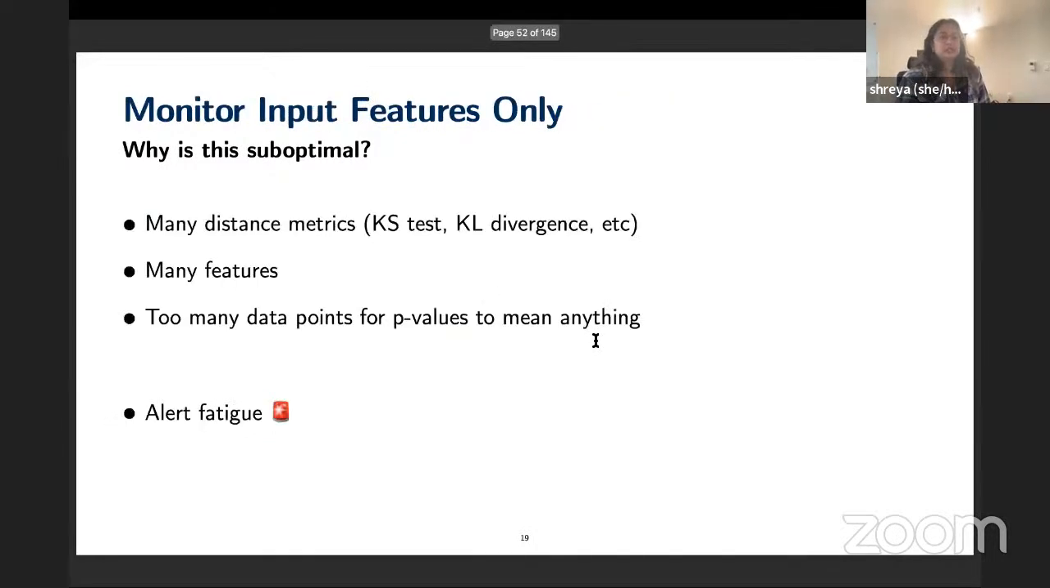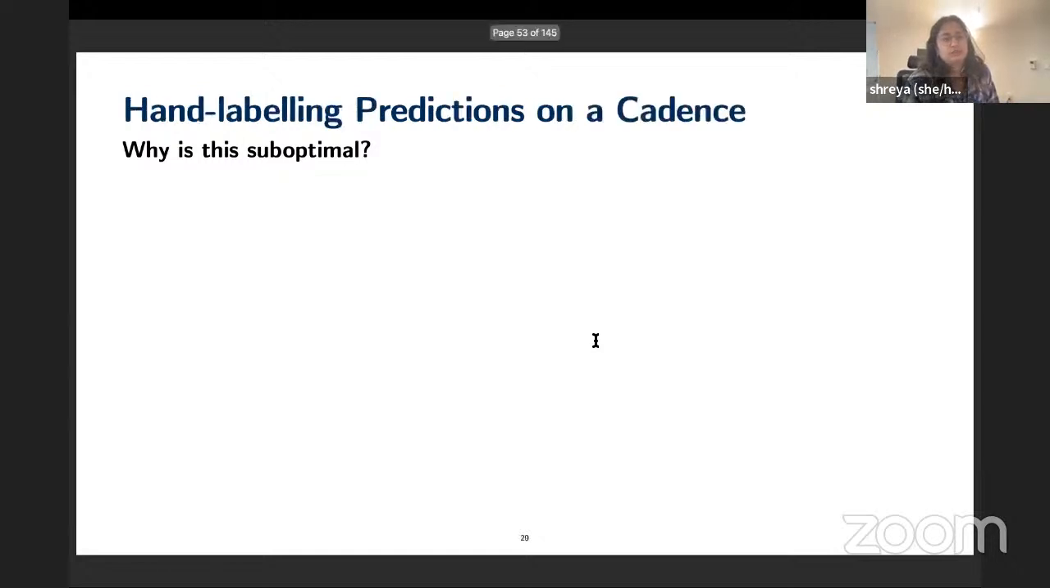I want to put another slide on this, because one thing that we're finding out at Facebook right now is you can do some sort of dimensionality reduction on your features and monitor these clusters of features over time. And this works super well and reduces alert fatigue. But stay tuned for that paper, which will be exciting. So you can monitor input features only, not so great.